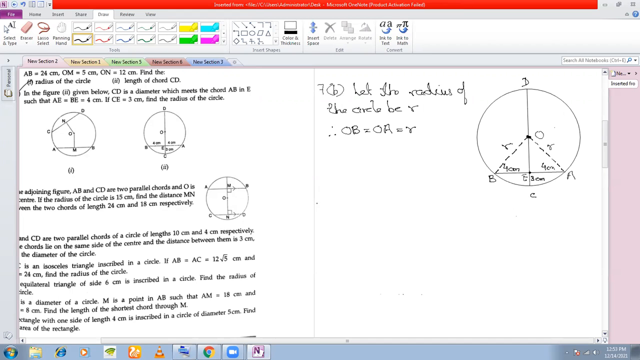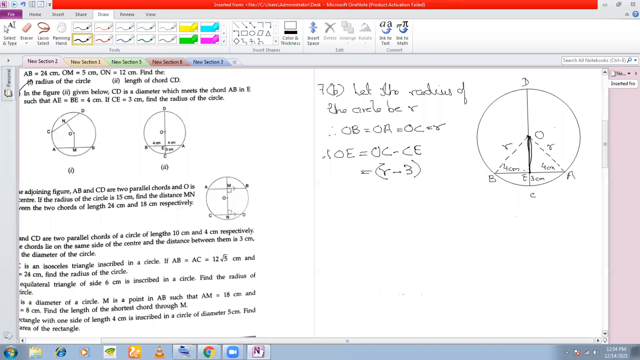Fine. Now, if you see, CE is given to you as 3 centimeter. So what is the length of OE? OC is also the radius. Let's write OC also here. OC is also equal to R, right? So what is the length of OE? It is equal to OC minus CE, right? OC length is R and the CE length is given to be 3 centimeter. So that means this length here is equal to R minus 3, right?